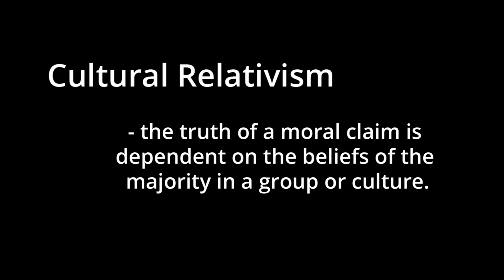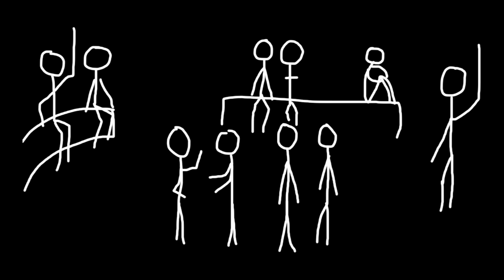Cultural relativism can be defined as follows: the truth of a moral claim is dependent on the beliefs of the majority in a group or culture. Going back to the Greeks, their view of pederastic relationships was much different than the modern day view. They viewed it as a kind of ideal relationship in which both parties receive what they want. From the perspective of cultural relativism though, they simply had a subjectively different interpretation of morality that allowed for this kind of relationship, especially when compared to our modern culture.